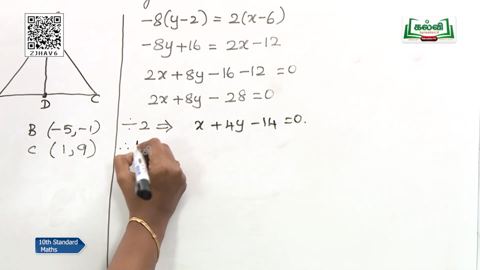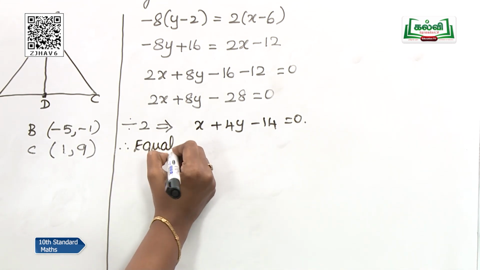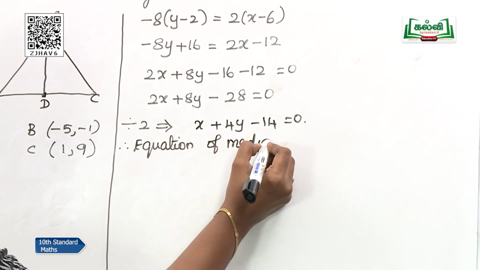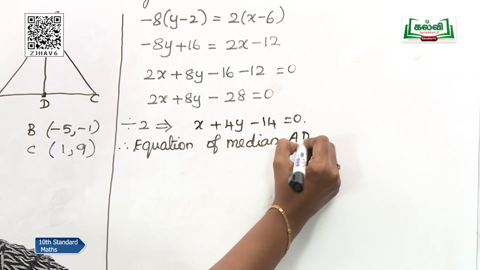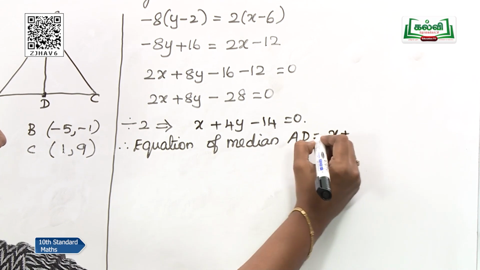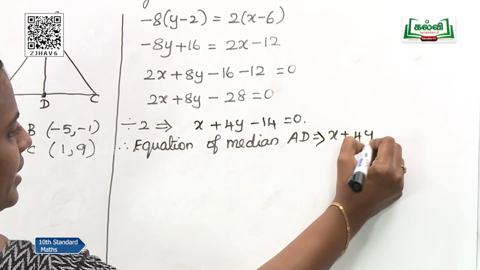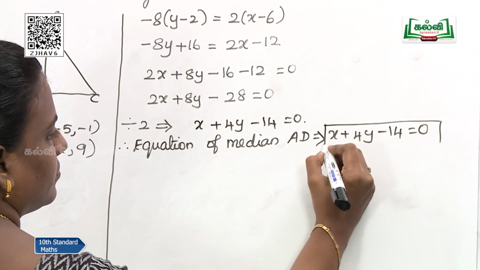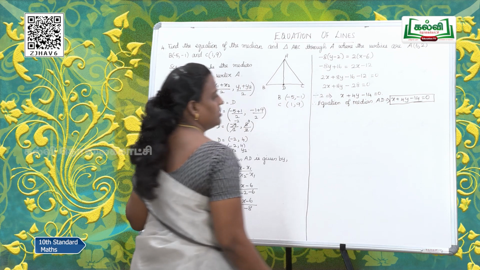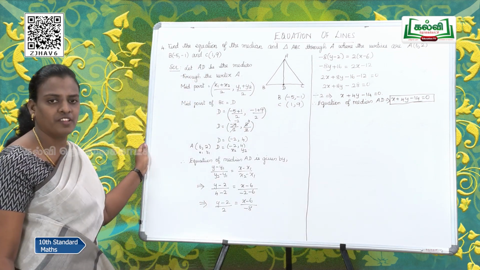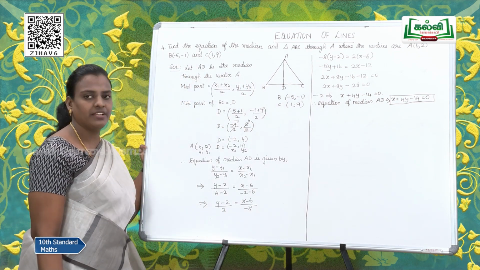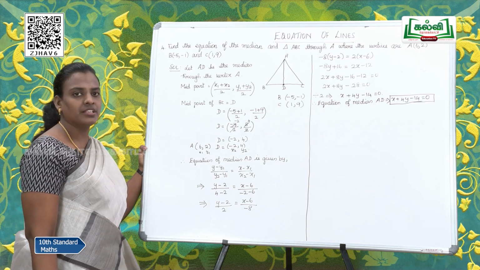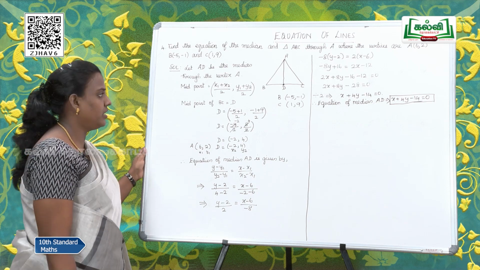Therefore, I will say the equation of the median AD is x + 4y - 14 = 0. So, this is how you find the equation of the median. Now, we have to find the equation of the altitude. Now, what did I tell you about the altitude? It is the line perpendicular to the base.